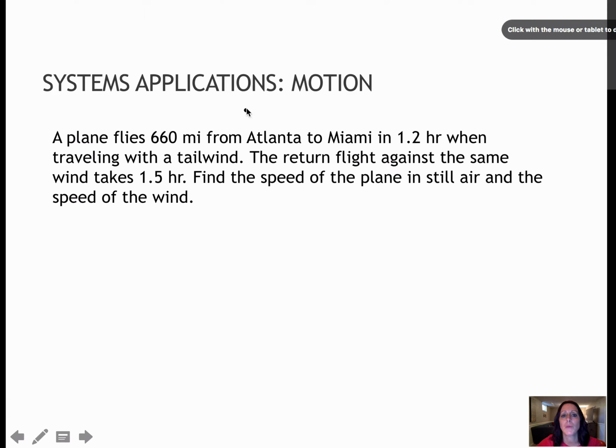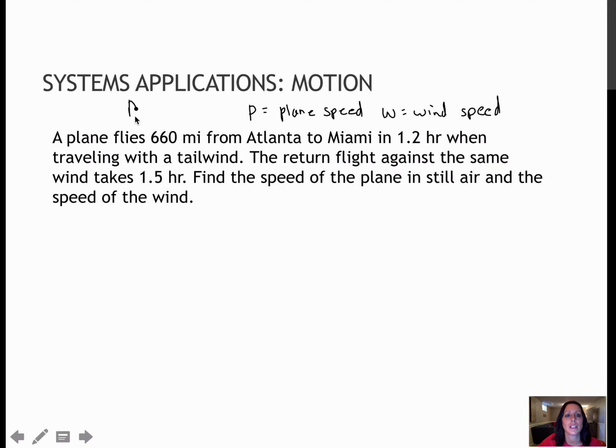Here, it might be helpful to say that P is the plane speed and that W is the wind speed. That will help us. The other thing we need to know here is that distance equals rate times time. So let's see how we can put all of that together to help us write an equation.